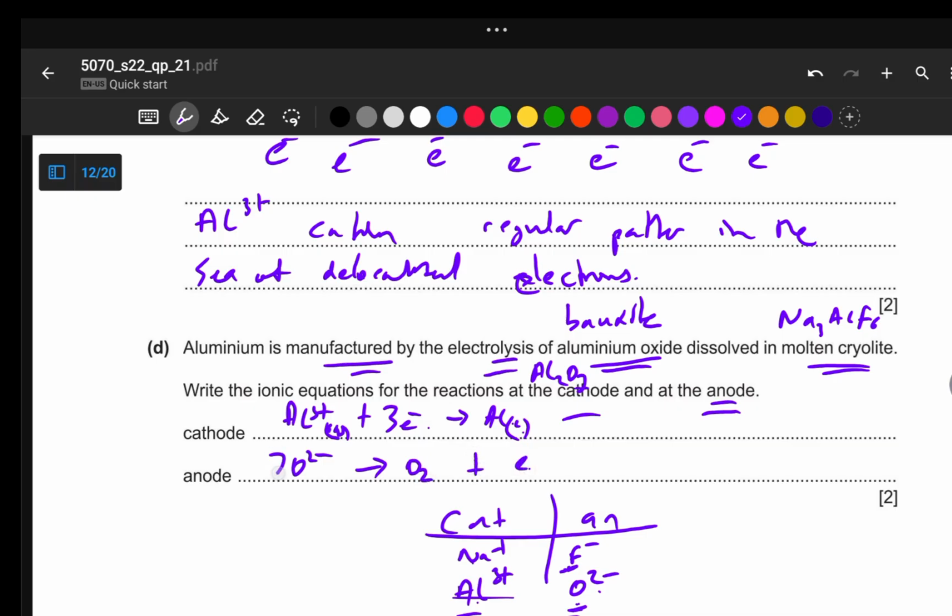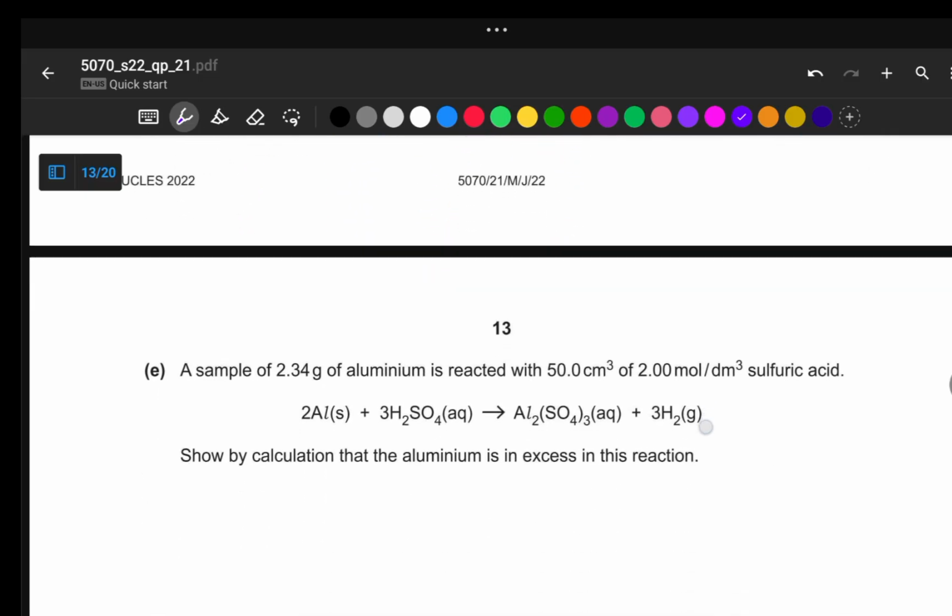So we're going to simply balance here 2, and then here 4, then here gas, and then here aqueous. As simple as that. So these are the equations we are going to have, right? And we now proceed to the next part, which is number E.